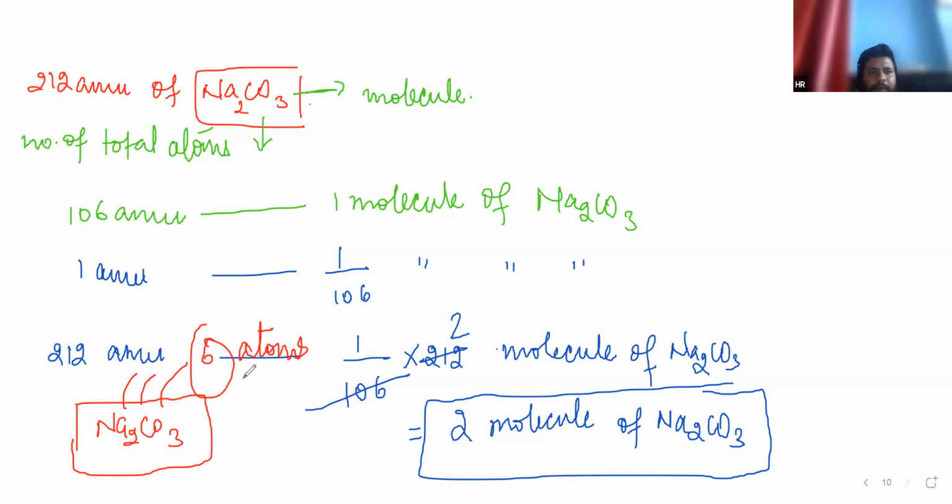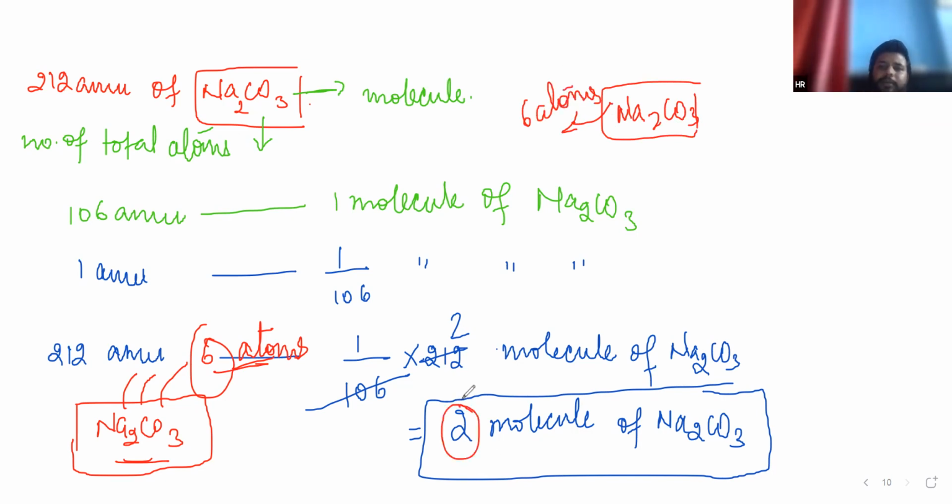Okay, you heard molecule. How many atoms of Na2CO3 are present? 6 atoms in 1 molecule. Na2CO3 is 1 molecule. In 1 molecule, 6 atoms are present. Then in 2 molecules, how many atoms are present? Tell me.